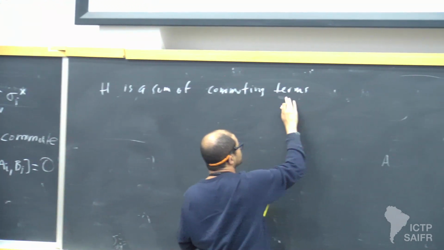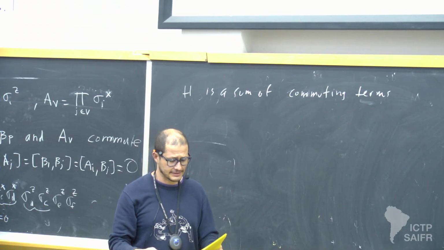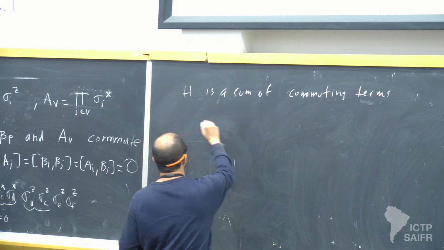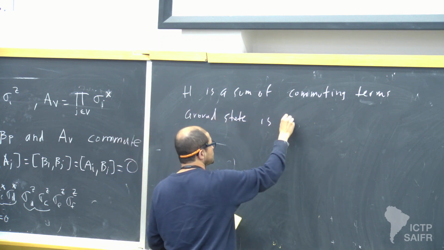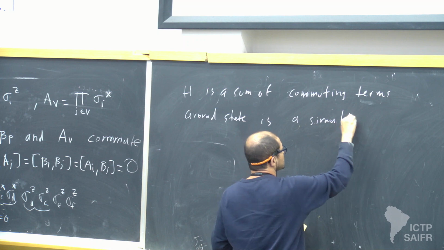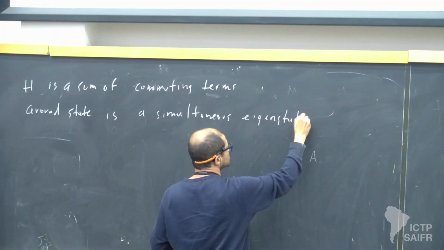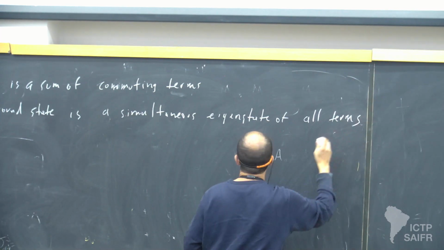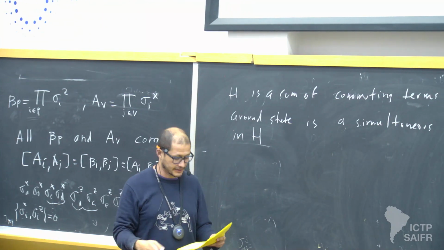Commuting terms, which makes our life easier because then we can construct the ground state analytically as simultaneous eigenstates of all the individual terms, okay? So the ground state is an eigenstate of all terms in H. Okay, is that okay? Okay.